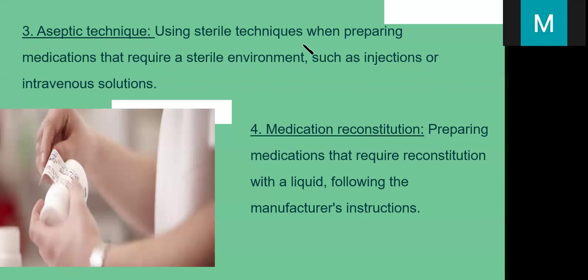Now, permit me to pause at this aseptic technique so I can explain it better than what you see there. Aseptic technique simply refers to practices and procedures that help you maintain a sterile, clean environment, void of contamination, void of germs. What is the goal? The goal is simply to keep everything clean and free from germs, to ensure patient safety, especially during procedures like giving injections, performing surgeries or preparing sterile medications.